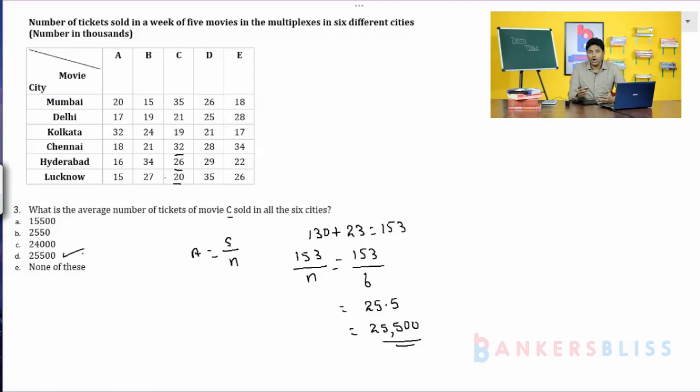So, very simple, only thing is you have to add and after that you have to divide it by 6. So, the answer will be 25,500, very simple calculation. Okay. So, let us go to the next problem, problem number 4.